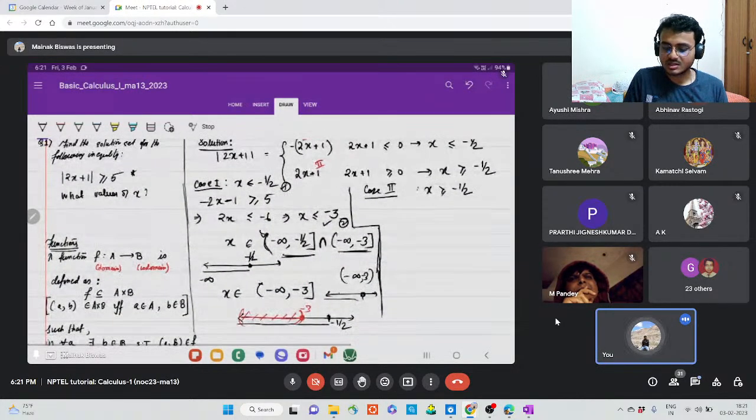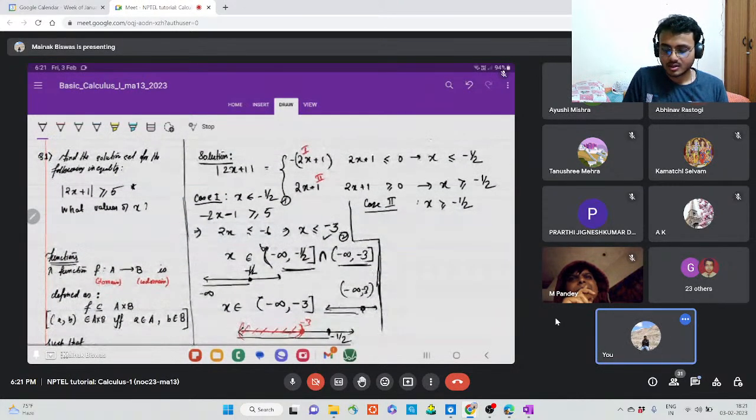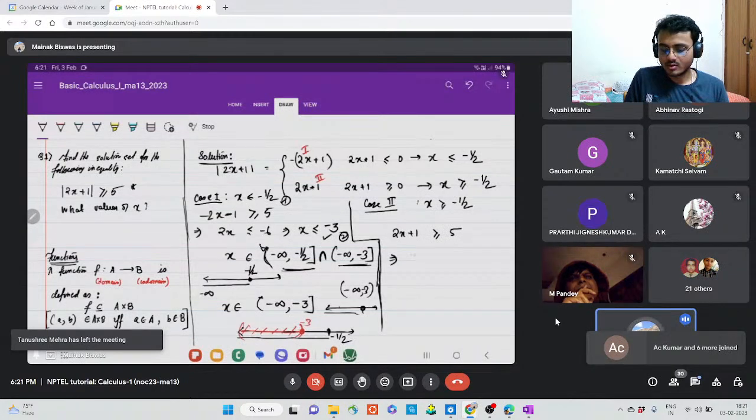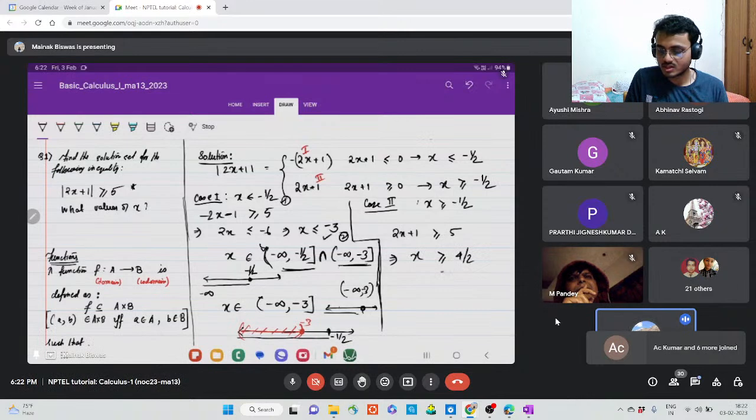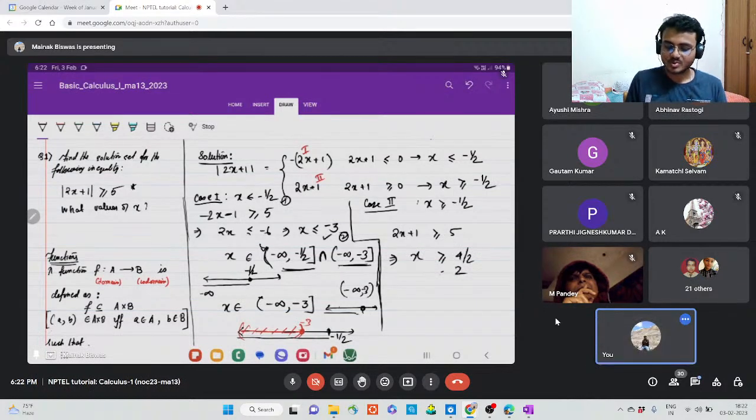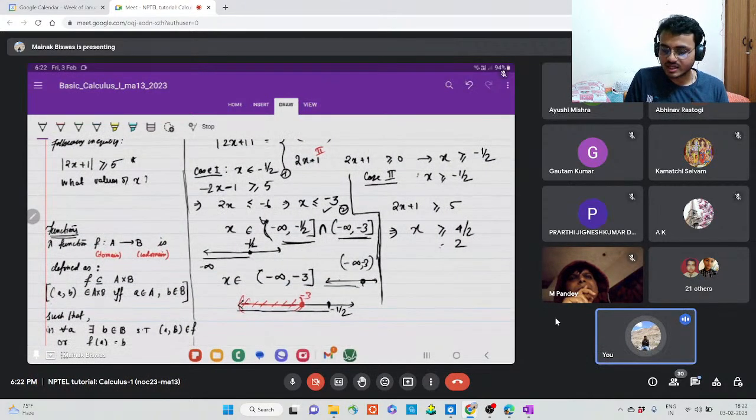So in this case, you have 2x plus 1 greater than or equal to 5. So now x is greater than or equal to 4 by 2, which is nothing but 2. So what is the intersection of these two sets now? x is greater than minus half and x is greater than or equal to 2. What is the intersection of these sets?